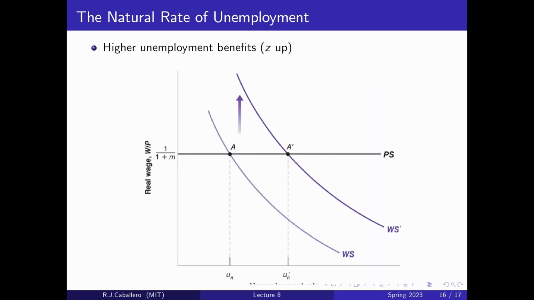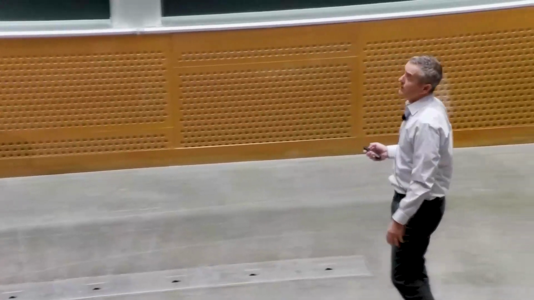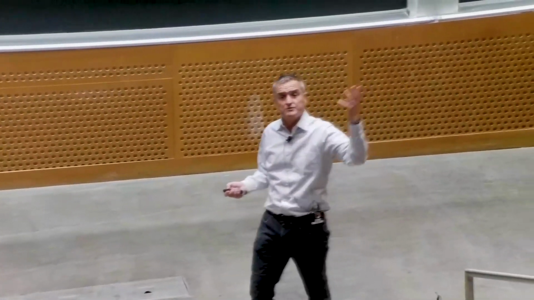That's an example in which z goes up. So suppose that somehow, unions go up, or something like unionization goes up, something of that kind, or unemployment benefits go up, something of that kind, which in principle is supportive of workers.